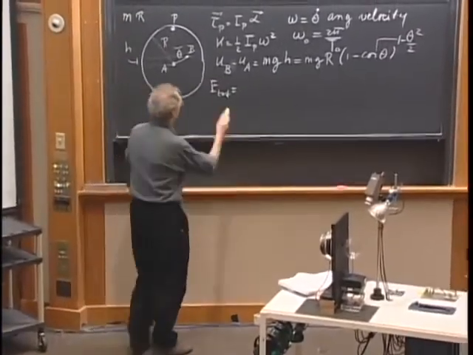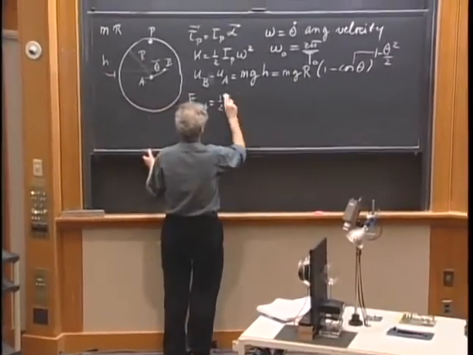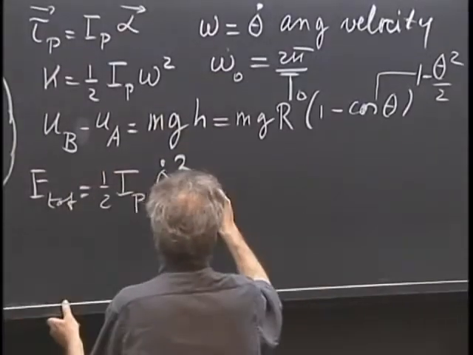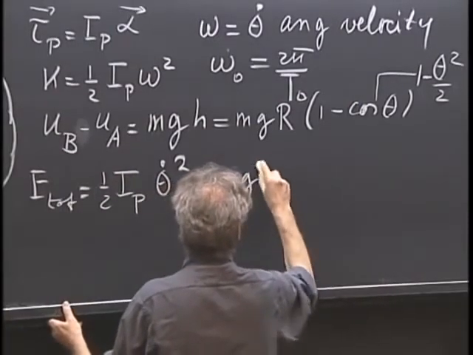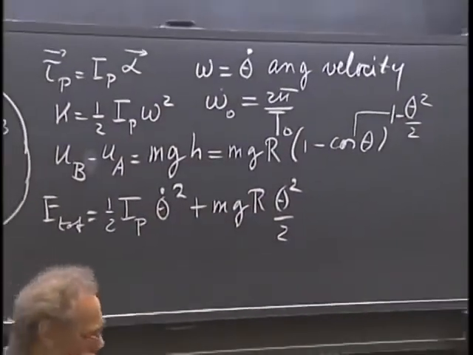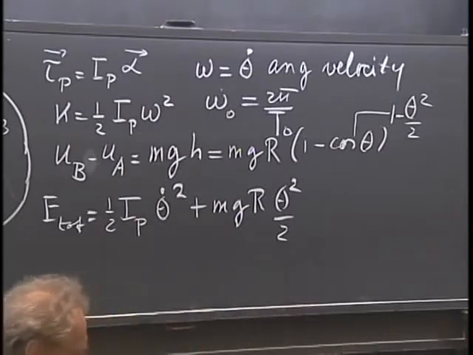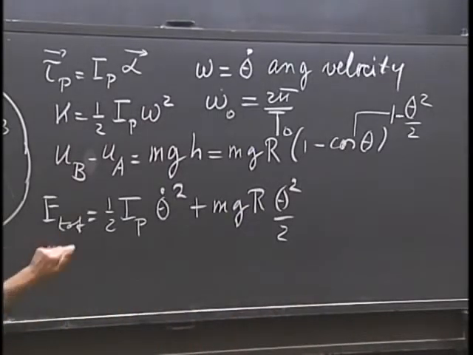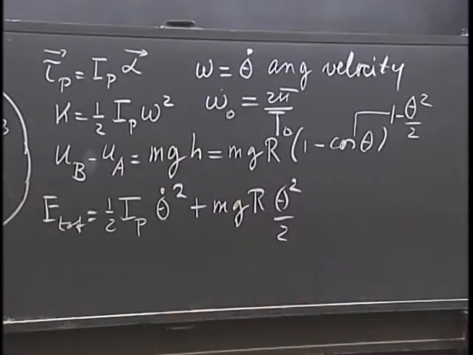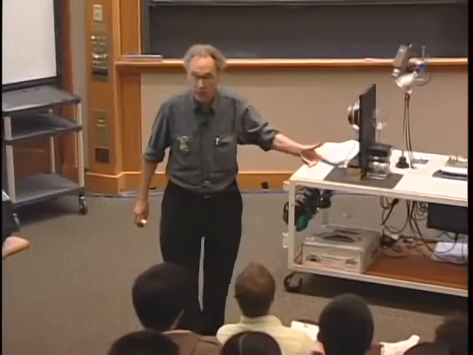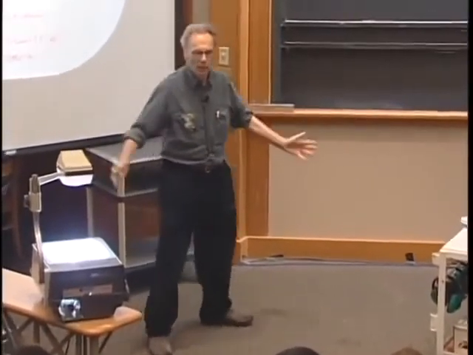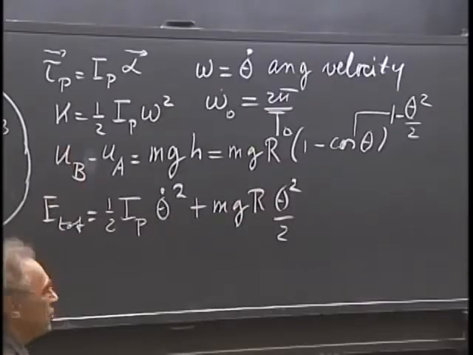So I'm going to write it now as the total energy is 1/2 I_P times theta dot squared, and then I get plus mgr times theta squared over 2. And what you do now, since this is a constant of the motion, you always do that if you work with the conservation of energy: you take the time derivative of this equation, which must be 0, because mechanical energy is conserved, and out pops the differential equation that we also found during my lecture number 1, when I used a different method.